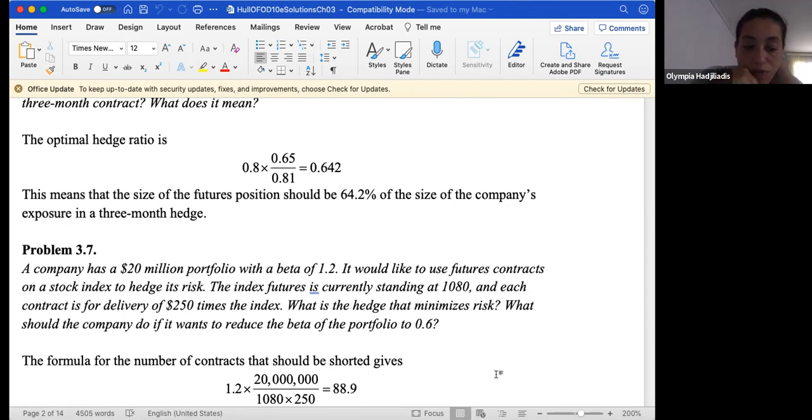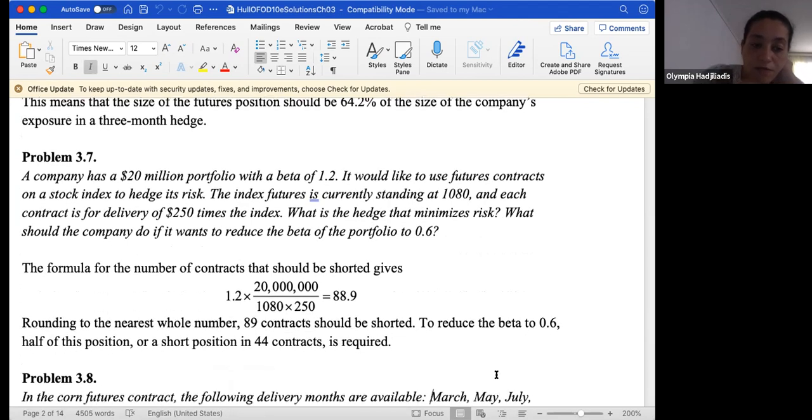What should the company do if it wants to reduce the beta of the portfolio? The formula for the number of contracts that should be shorted gives 1.2 times 20 million divided by 1,080 times 250, which is 88.9. Rounding to the nearest whole number is 89 contracts that should be shorted. To reduce the beta to 0.6, half of this position, or a short position in 44 contracts, is required.